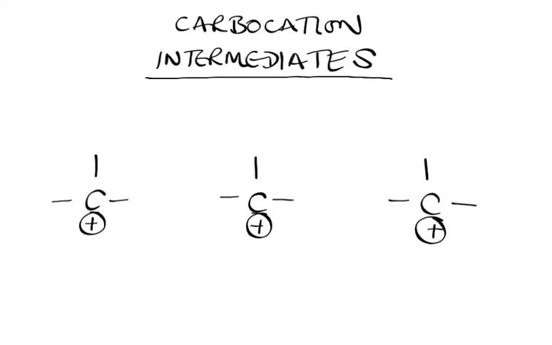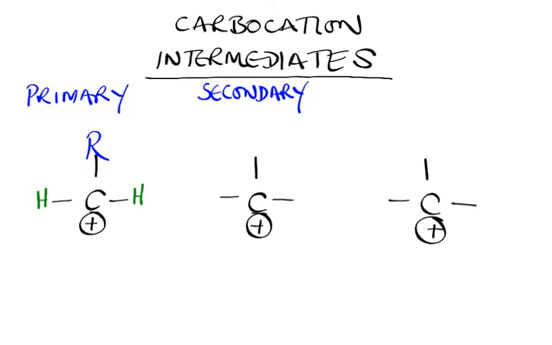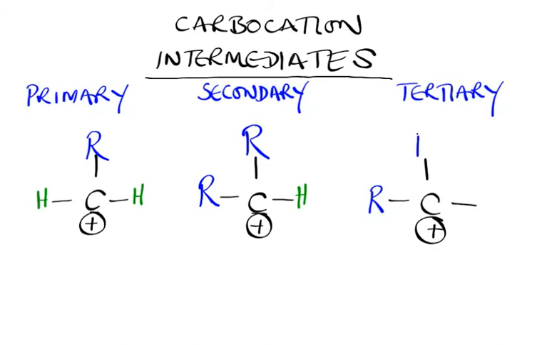There are 3 types to consider. And what we need to look for are the number of R groups attached to the positively charged carbon. So, a primary carbocation. This will be attached to 1 R group, the other atoms being hydrogens. For it to be a secondary carbocation, that positively charged carbon will be attached to 2 R groups and 1 hydrogen, and in the case of a tertiary carbocation, you guessed it, there are 3 R groups attached.